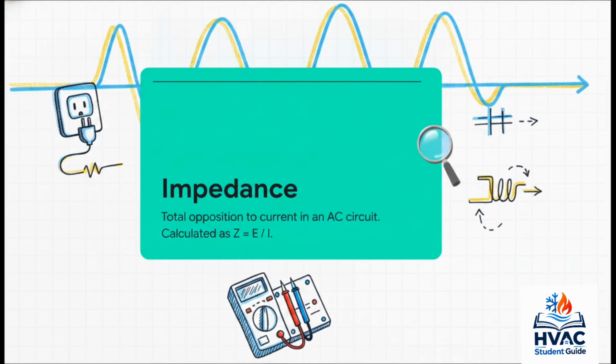Now, shifting gears from timing to the actual physical pushback in the circuit, we get to impedance, represented by the letter Z. Basic DC circuits just have resistance, right? But AC circuits have impedance, which is the total opposition to current flow, the whole shebang. The main formula to lock in your brain here is Z equals E divided by I. Simply put, impedance equals voltage divided by current.